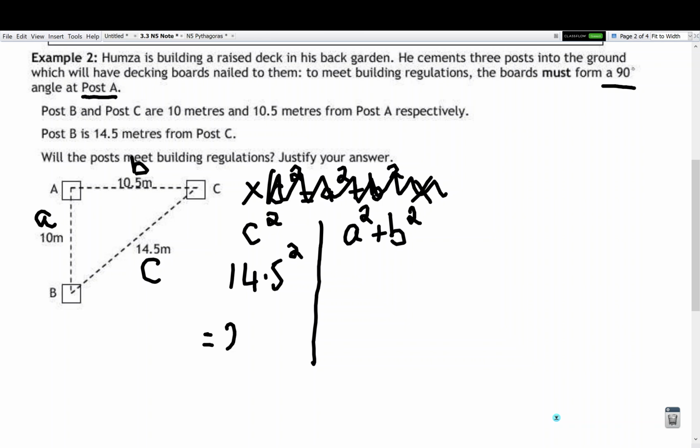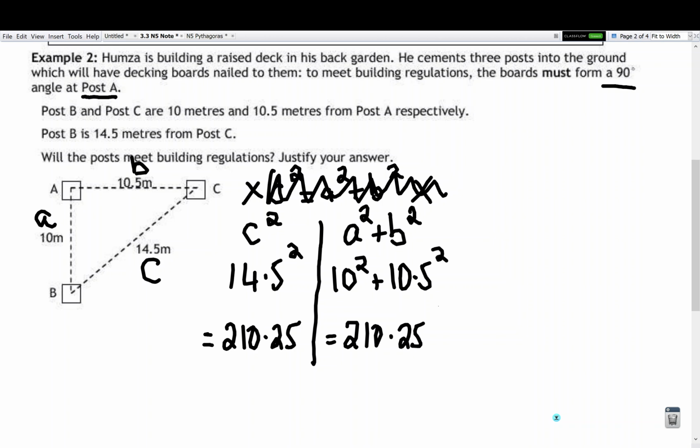So I'm getting 210.25. And then A squared plus B squared is 10 squared plus 10.5 squared. And we're just going to work that out. Okay, and I'm getting 210.25. So the numbers are equal to each other. Therefore, C squared does equal A squared plus B squared. Therefore, it is a right angle triangle.